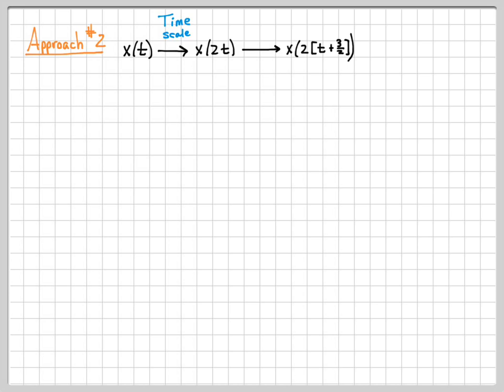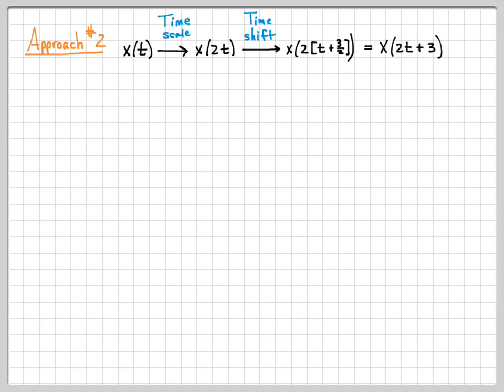If I was to replace t with t plus 3, I would end up with 2 times the quantity t plus 3, which if you multiply that out, you get 2t plus 6, which is not what I want. I want to get to 2t plus 3. What I need to do is replace t with t plus 3 halves, so when I multiply this out, I do indeed get 2t plus 3. So the amount of the time shift that I do in this approach is actually a shift of 3 halves. It's a completely different shift if I want to get to the final signal x of 2t plus 3.